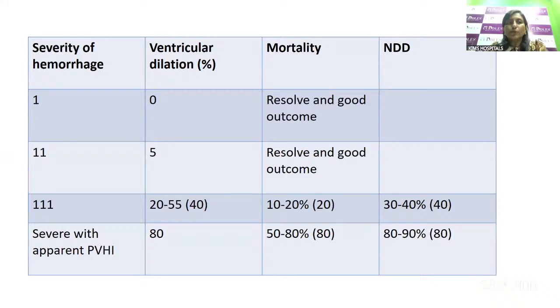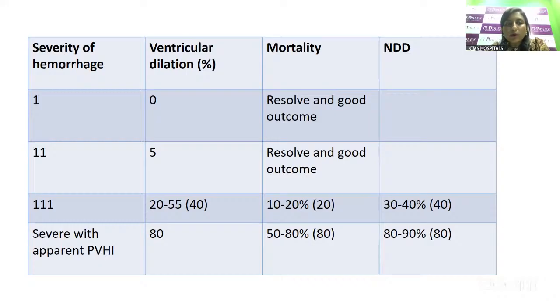So let's see the prognosis based on the IVH. The prognosis is much better for IVH between grade 1 and grade 2. They usually resolve without much poor outcomes. In grade 2 IVH, there can be hydrocephalus or ventricular dilatation in 5% of cases. But coming to grade 3 IVH, hydrocephalus is seen in almost 20 to 40% of cases, mortality in 10 to 20% of cases, and neurodevelopmental sequelae are seen in 30 to 40% of cases.